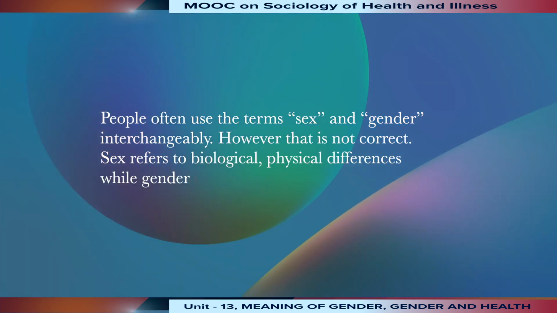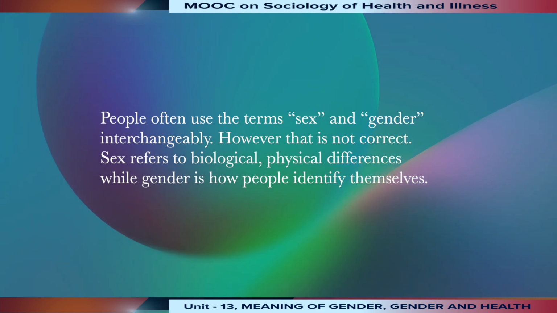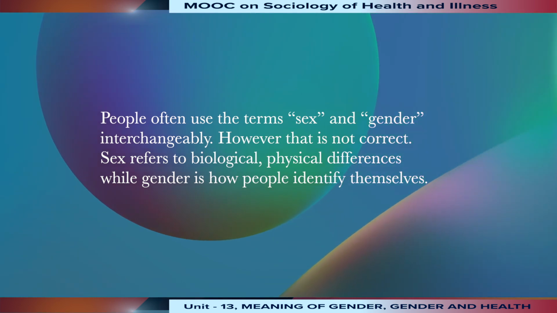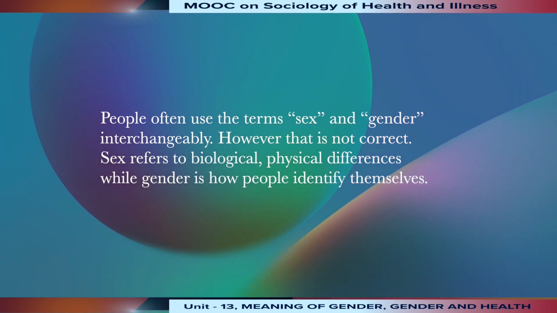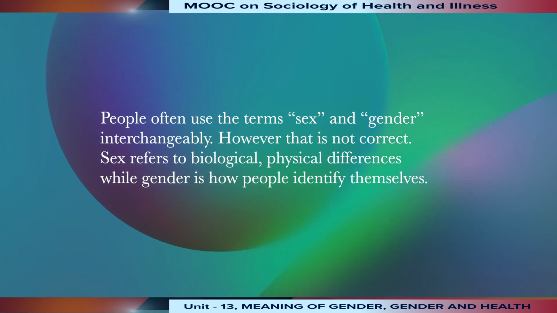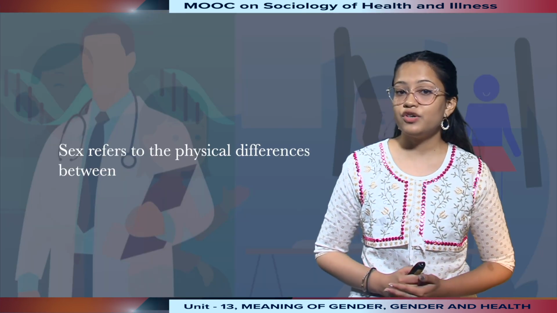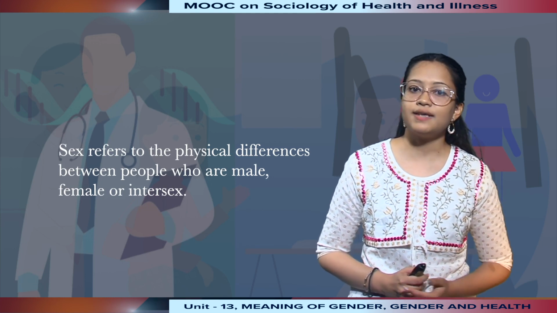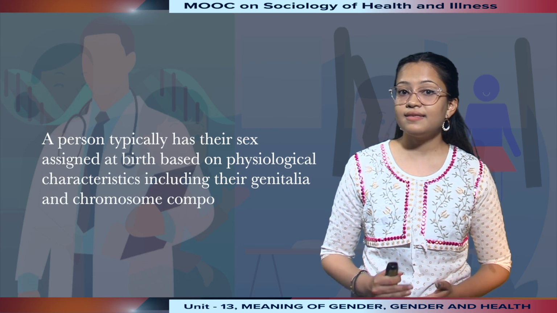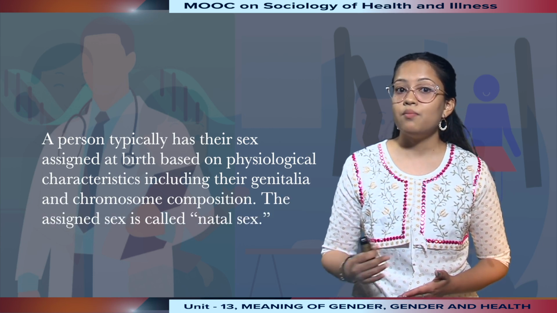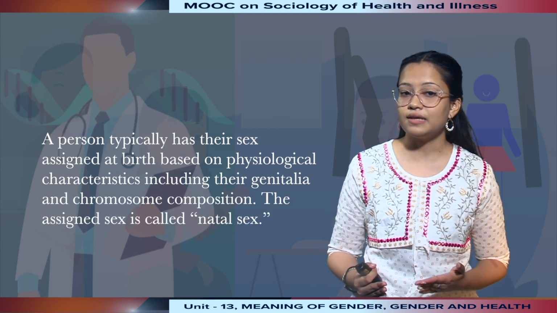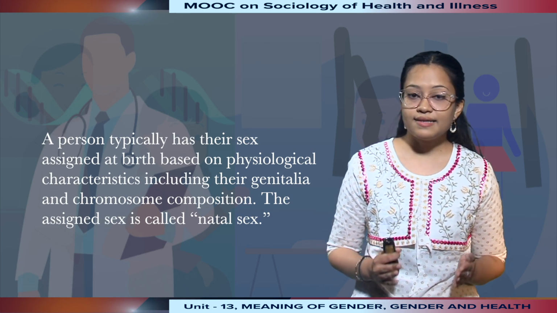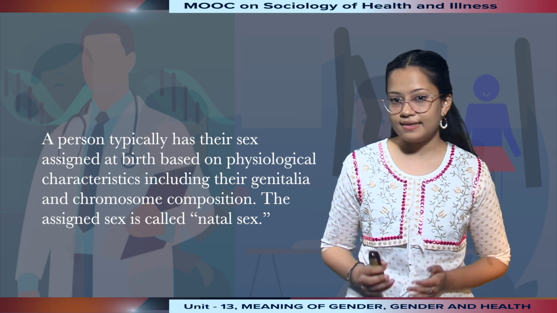People often use the term gender and sex interchangeably. However, that is not correct. Sex refers to the biological, physical differences, while gender is how people identify themselves. Sex refers to the physical differences between people who are male, female, or intersex. A person typically has their sex assigned at birth based on the physiological characteristics, including their genitalia and chromosome composition. The assigned sex is known as natal sex.